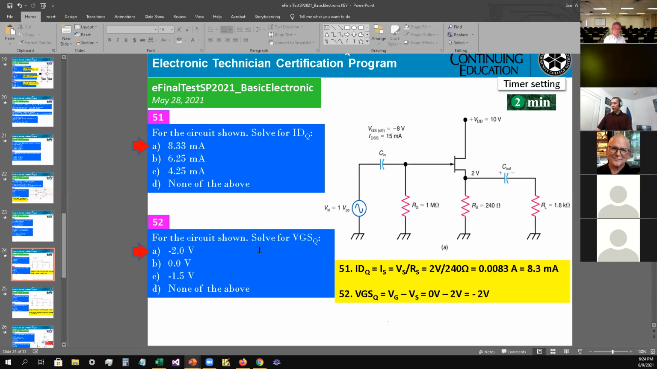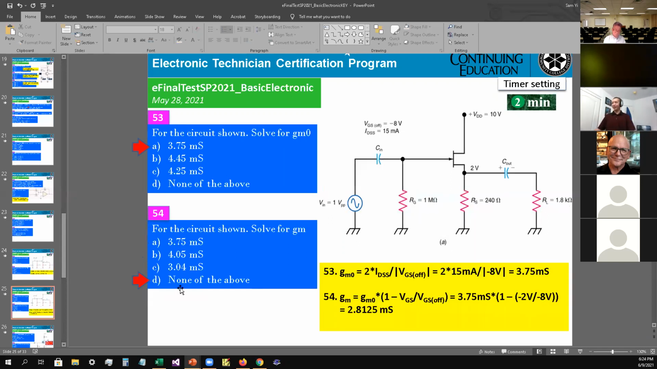Okay, 52, for the circuit shown, solve for VGS. Okay, VGS equals VG minus VS. VG is going to be 0 volt minus the VS, the 2 volt. That gives you -2 volt. So the answer is A as in apple for 52. Okay, any question?